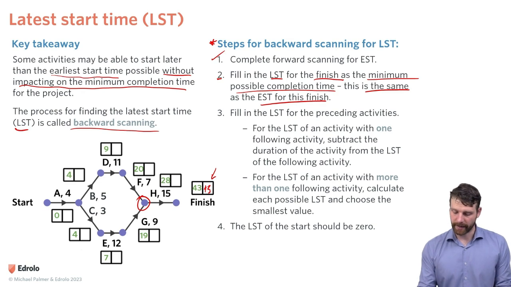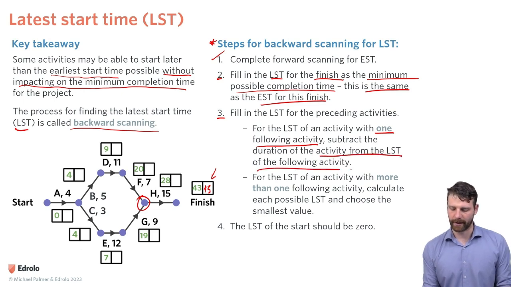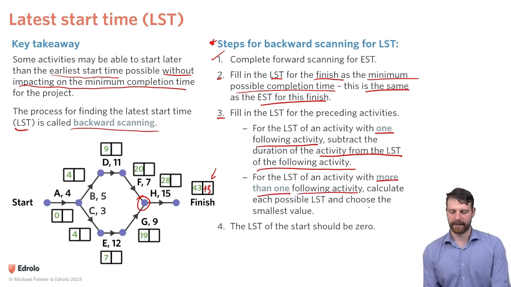Okay, so once you've done that, then move on to step three. It says fill in the LST for the preceding activities. For the LST of an activity with one following activity, subtract the duration of the activity from the LST of the following activity. For the LST of an activity with more than one following activity, calculate each possible LST and choose the smallest value. Step four, the LST of the start should be 0.